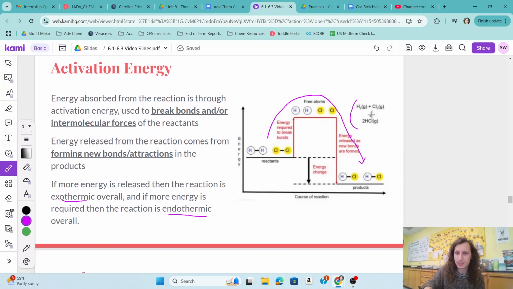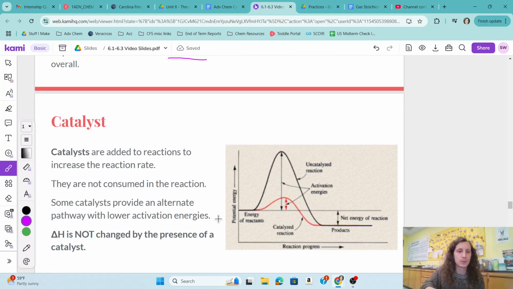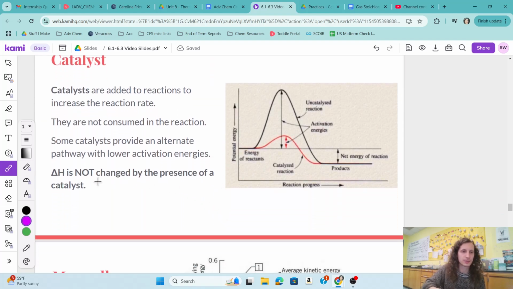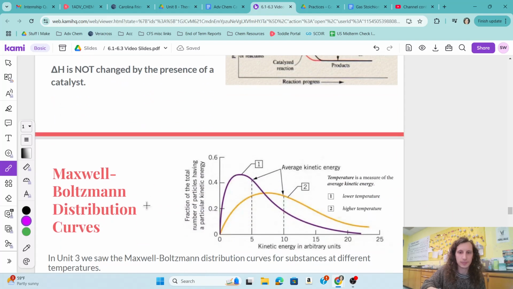And oh my gosh, that's the reaction I just made up. That's so cute, and it is exothermic. Oh my gosh, I'm so smart, you guys. I already talked about catalysts. I already talked about that. Delta H hasn't changed, blah, blah, blah.